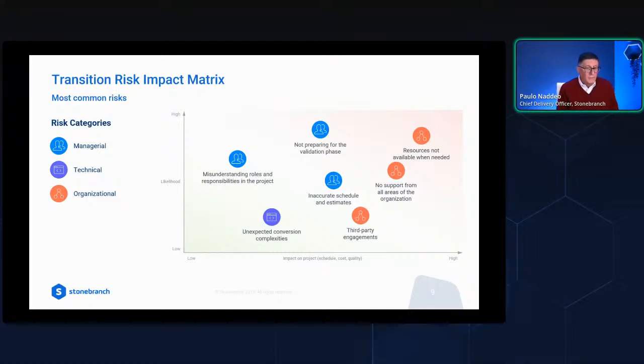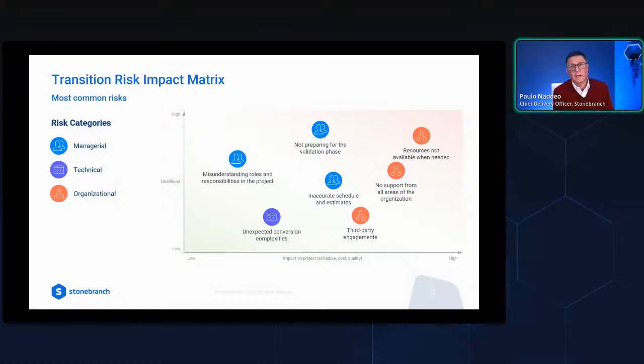We have managerial risks, technical risks, and organizational risks. And they are, some of them, not all of them, of course, represented in this graph on the right. The graph shows the probability of that risk happening on the y-axis here in the vertical. And we have the impact on the project if that risk happens.